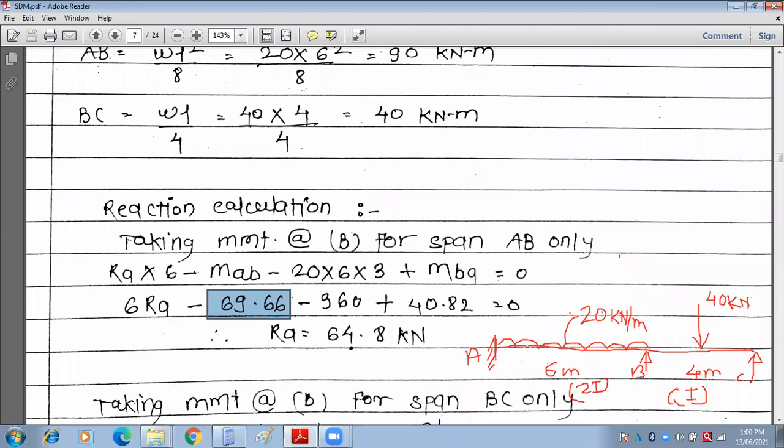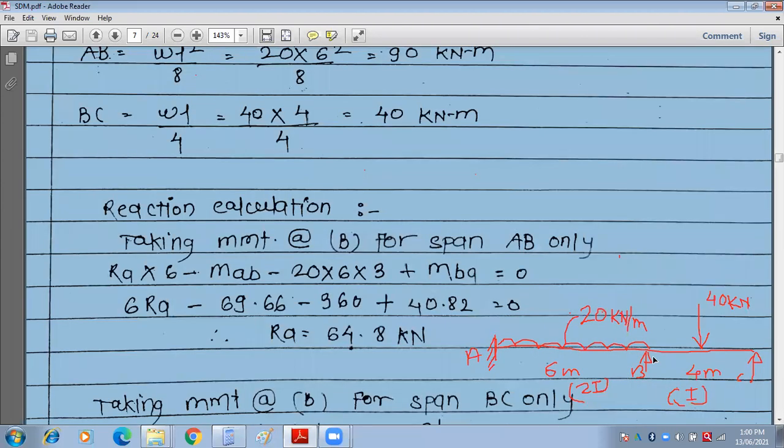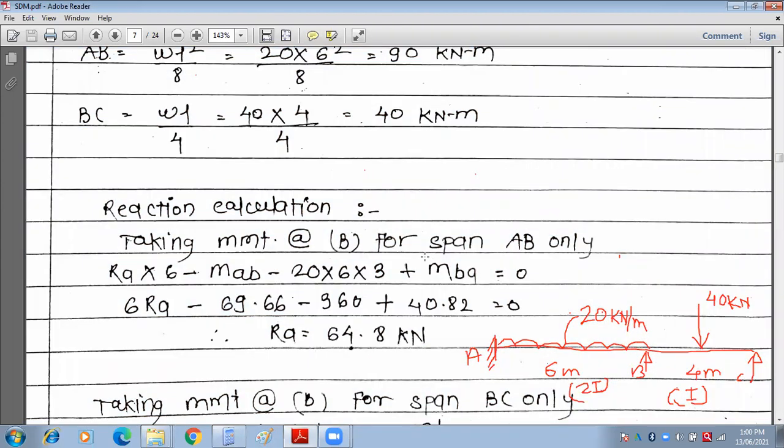Then it carries a UDL, therefore 20 into 6 into 3. This will be the moment due to the UDL. And for the span BA, there will be a fixed end moment, that is plus moment of 14.8. Now if you solve this, you'll be getting the reaction at A, that is 64.8.